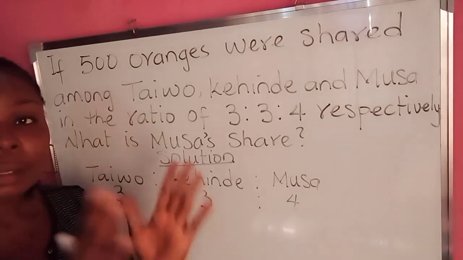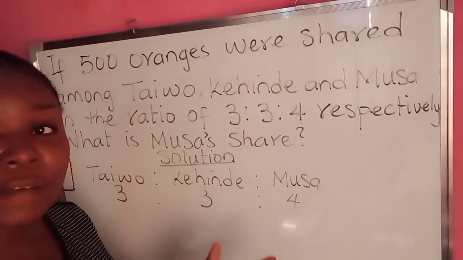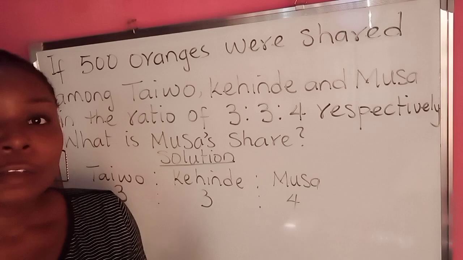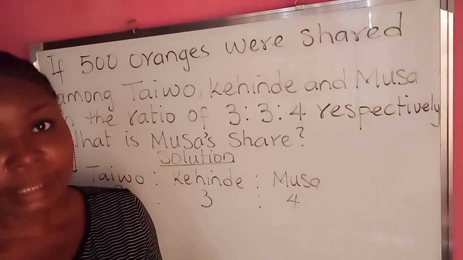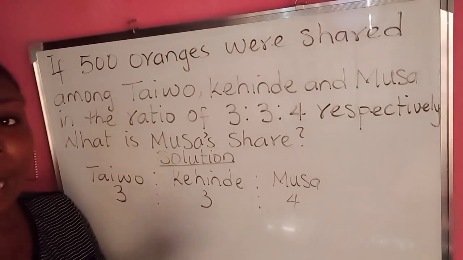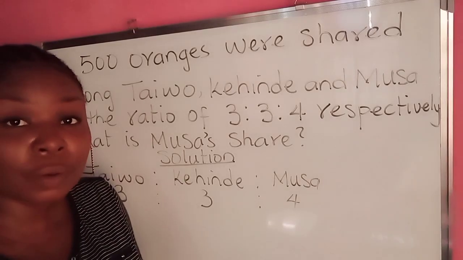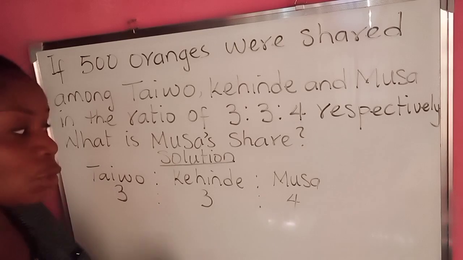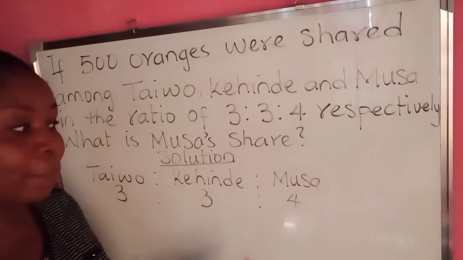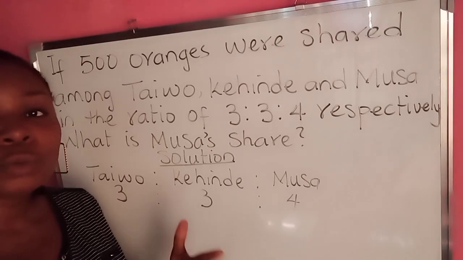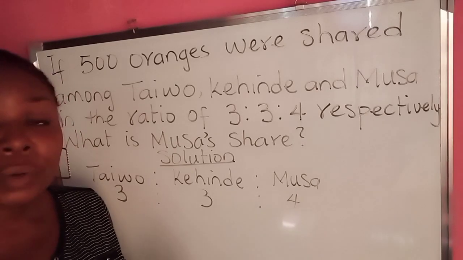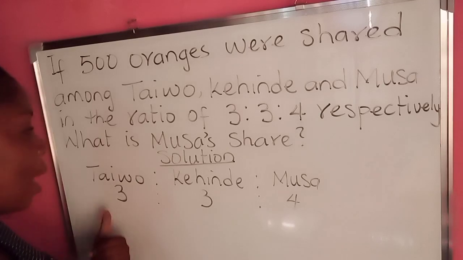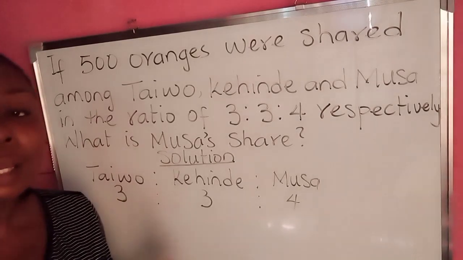It means that those 500 oranges were divided into 10 different places. And Taiwo came and picked 3 places. We don't know how many oranges is in one share. So Taiwo came and picked 3 shares. Kehinde also picked 3 shares. Musa came and picked 4 shares. The question says we should find how many oranges Musa actually has. With this method, we'll also be able to find how many Taiwo and Kehinde got.